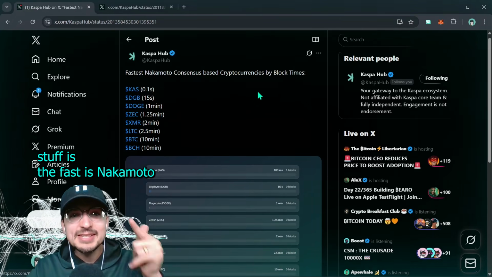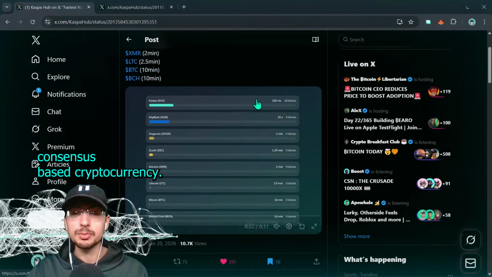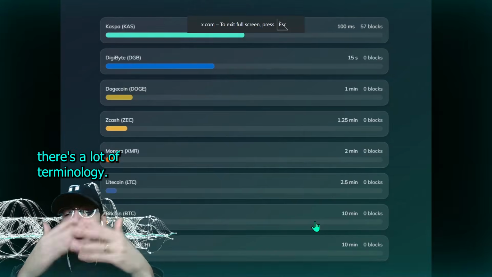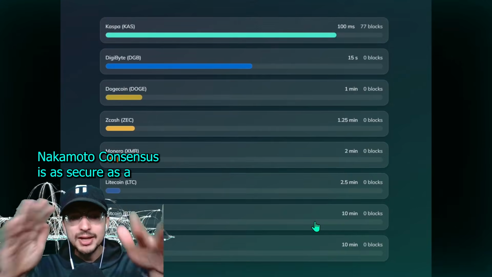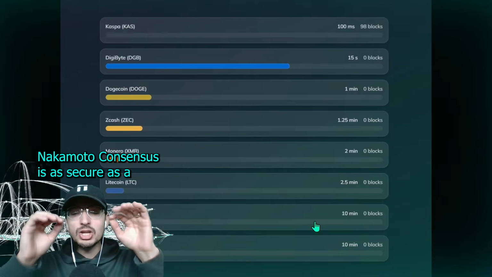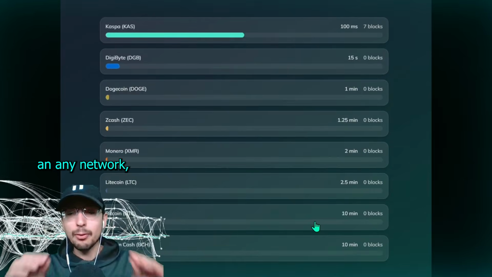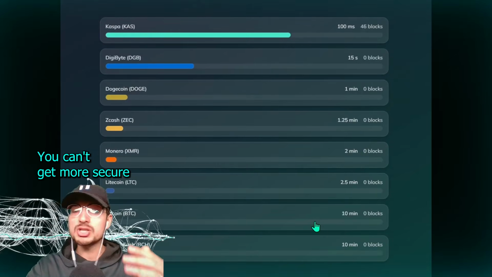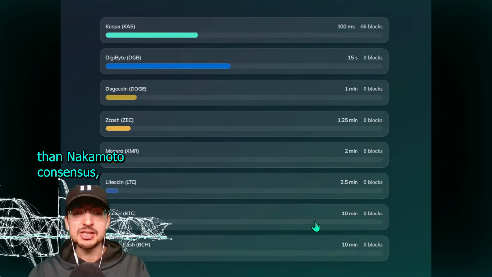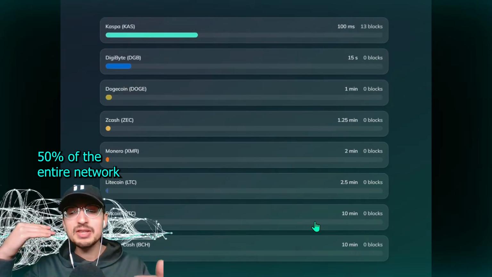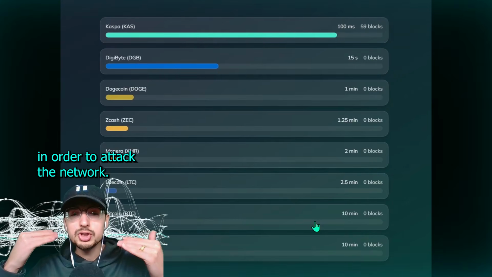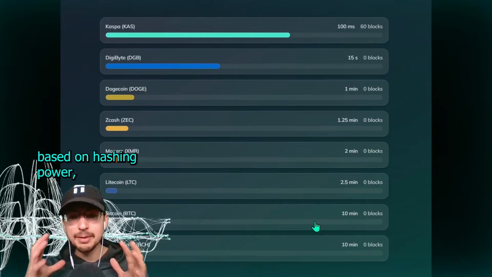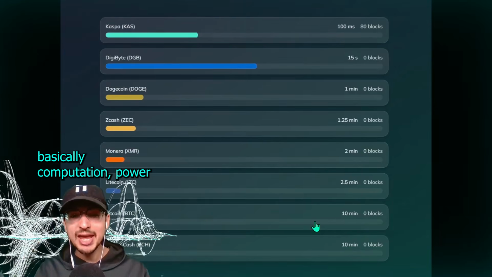Kaspa is the fastest Nakamoto consensus-based cryptocurrency. And when you realize what that even means, there's a lot of terminology, all right? Nakamoto consensus is as secure as any network could ever possibly get. You can't get more secure than Nakamoto consensus. Basically, you need to control at least 50% of the entire network in order to attack the network. Now, this security is based on hashing power, basically computation power.